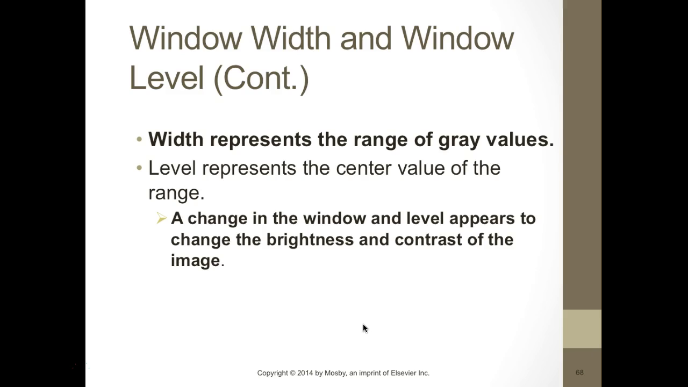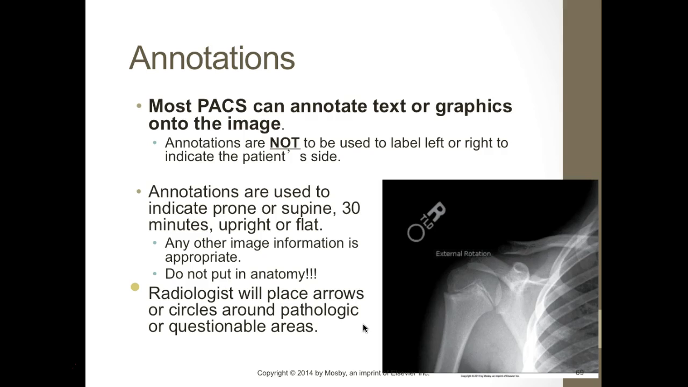The width represents the range of gray values. The level represents the center value of the range. Kind of confusing the way that's worded. A change in the window and the level appears to change the brightness and contrast of the image.